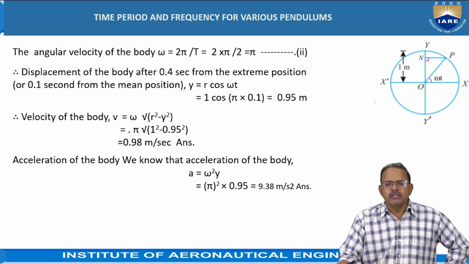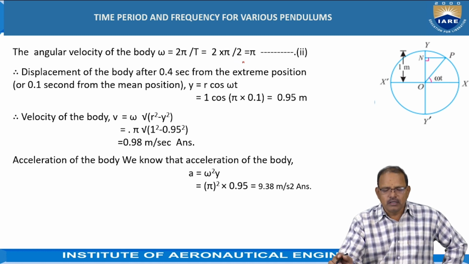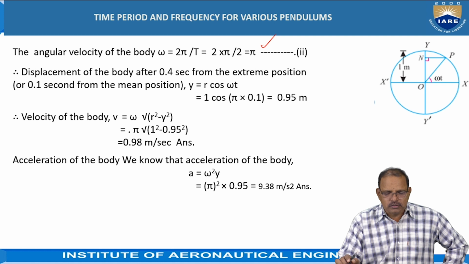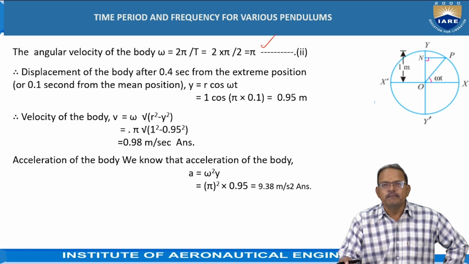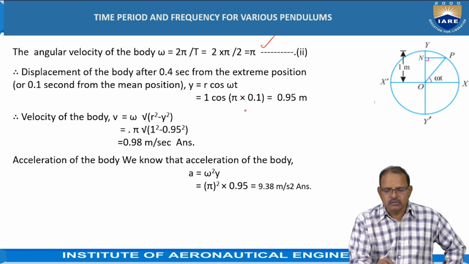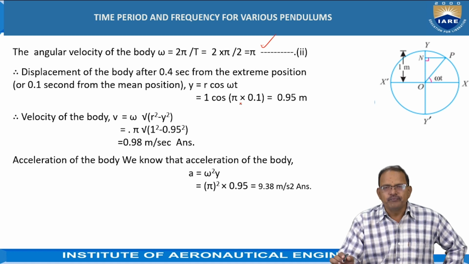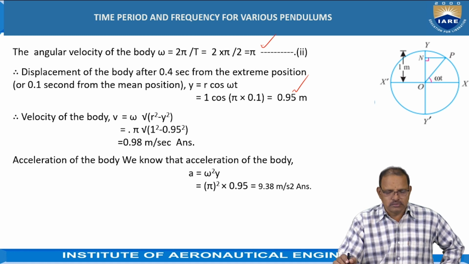So the angular velocity of the body is equal to 2 pi by T, where the time period is 2 seconds, which is equal to pi. The displacement of the body after 0.4 seconds from the extreme position, or in other words 0.1 second from the mean position, is y = r cos omega t, which is 1 into cos(pi into t), with t = 0.1. It is equal to 0.95 meters.